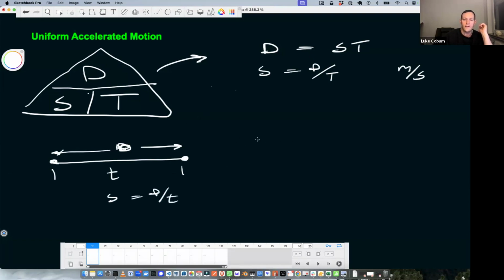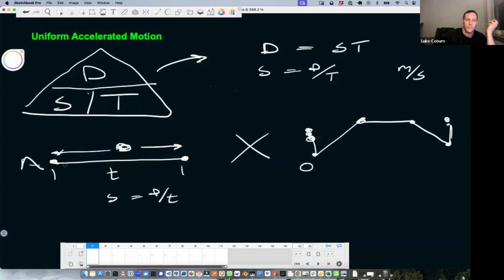Now, this is unrealistic. The reason why is if you think of being at a traffic light, at the beginning your speed is 0, then you speed up, then you might go at constant speed for a while, and then you slow down at the next traffic light. So if you ever travel from A to B, you're not going the same speed the whole time, okay?